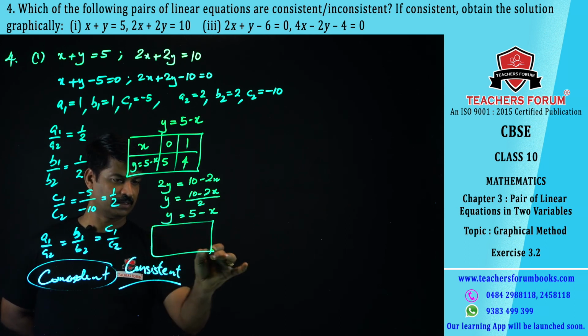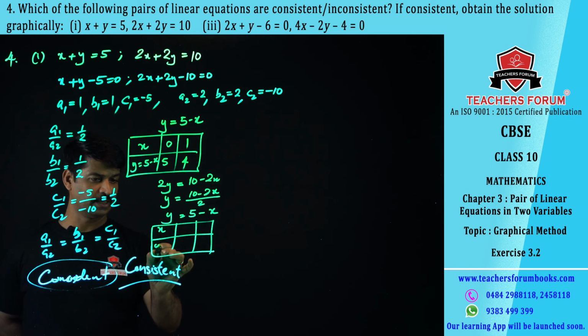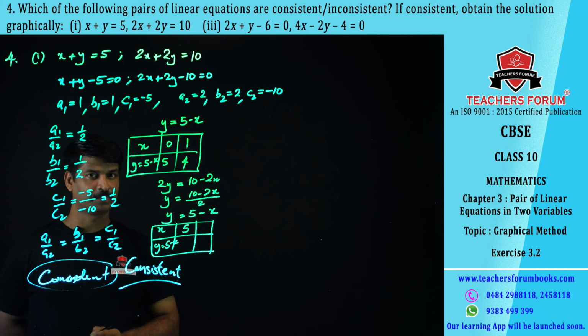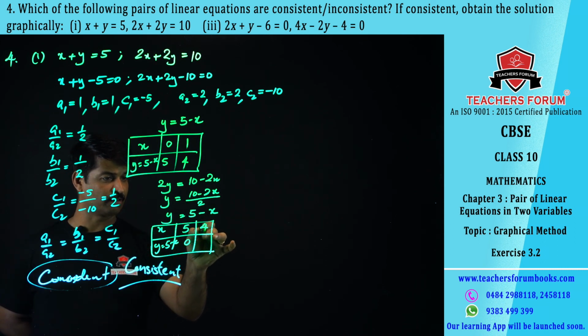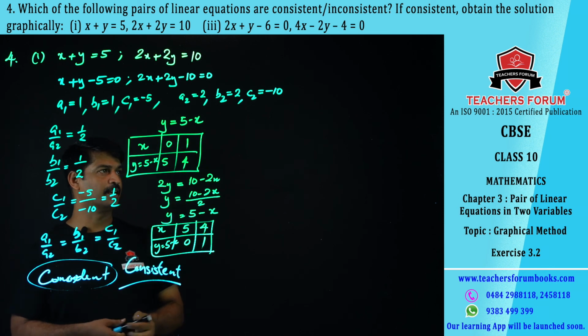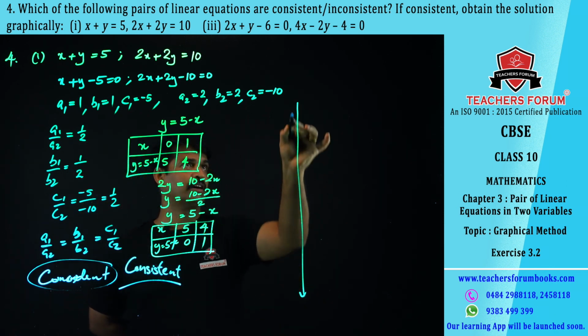Let us put different values for x and find the value of y. Y is equal to 5 minus x. Let us keep x as 5. Then what will be the value of y? 5 minus 5, that is 0. Let us put the value of x as 4. What will be the value of y? 5 minus 4, that is 1. Now let us represent this graphically. You know how to draw the graph. You have learned in class 9. So let us draw the graph.